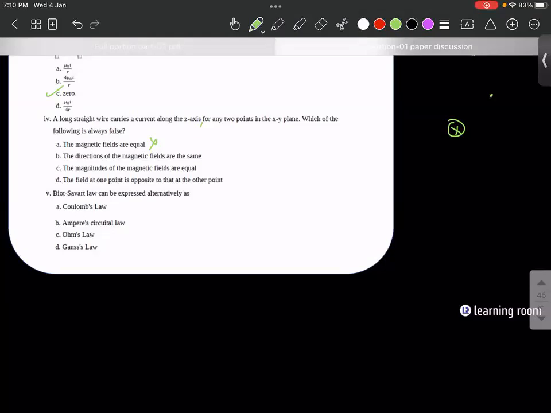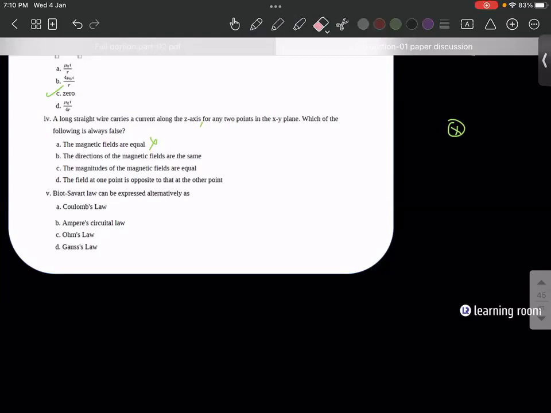No. Sir, can you explain how the direction is changed? Because you apply the right-hand thumb rule and see, no? Sir, but at the point, we take a tangent. Naturally correct. Yeah, one side it will be into the plane, other side it should be out of the plane. The directions of magnetic field are same. Which of the following is always false? Answer should be B only then.